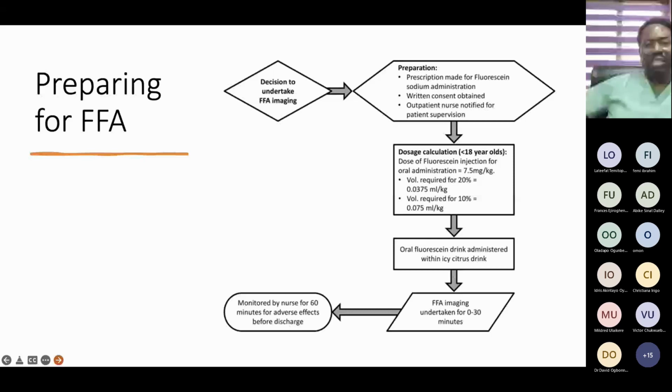What are these adverse events? The very common one is nausea. Most of them will have nausea. About 10% will vomit in addition to the nausea, and usually treatment is not needed for the nausea and the vomiting, and it usually clears out on its own.